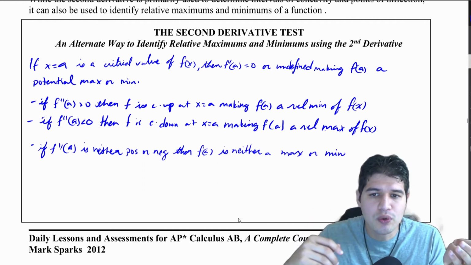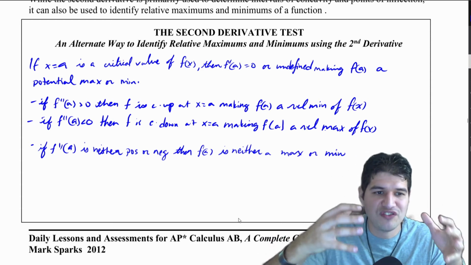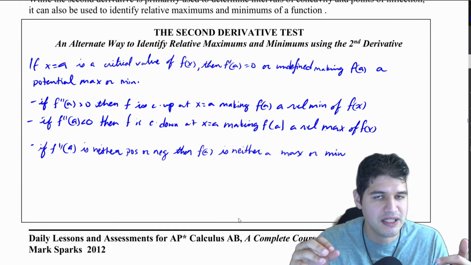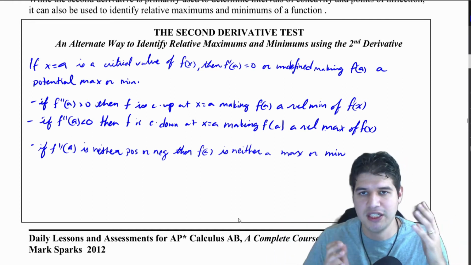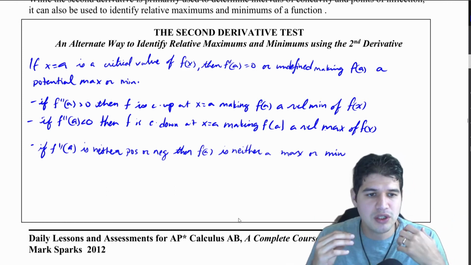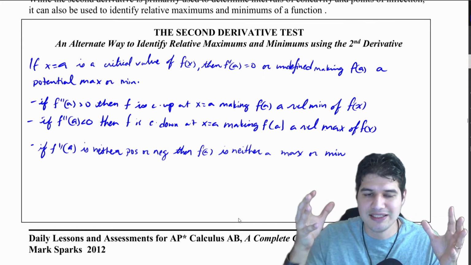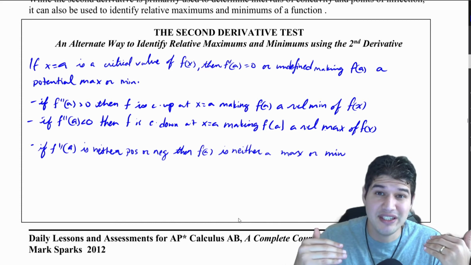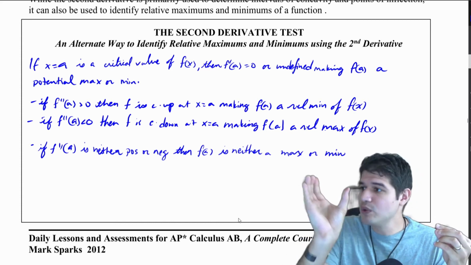So we know because it's equal to 0 or undefined, then we know that f of a has a potential maximum or minimum. Now we can go into the first derivative test and actually determine whether it's a maximum or minimum based off of it changing from positive to negative or negative to positive. But we can also go into it this way. So if we know x equals a is a critical value, and we know that the second derivative is greater than 0 at a, then we know it's concave up.